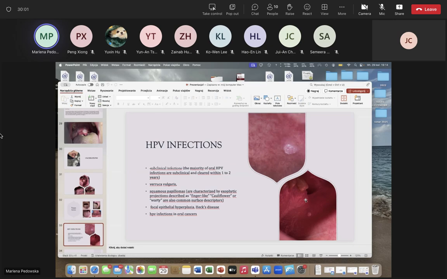Some are subclinical infections; the majority of HPV infections are subclinical and cleared within 1 to 2 years automatically by the organism without any manifestations. But some manifest. The question is why they manifest, when they manifest, and why they manifest in this place. When they manifest in this place, we can also think that there is some traumatic history of this place. In the oral cavity, we have many places where we can accidentally chew or hurt.